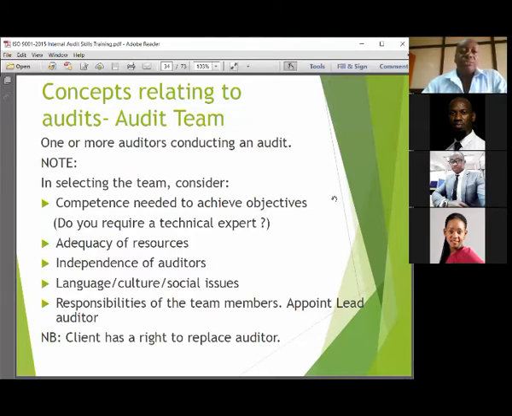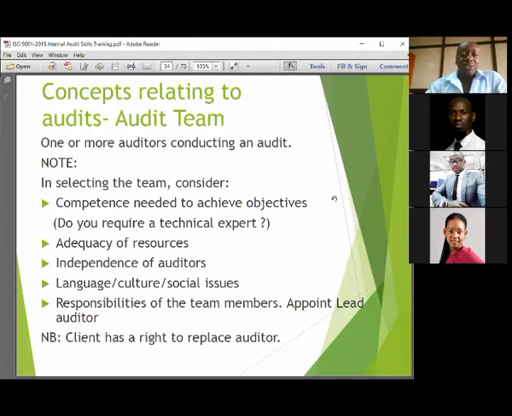Adequacy of resources. So you have selected 2 auditors to audit 5 processes. Will they be able to complete in a day? So you look at the resources. How many do you require? Independence of auditors, we talked about that. Are they independent of the areas that they are going to audit?